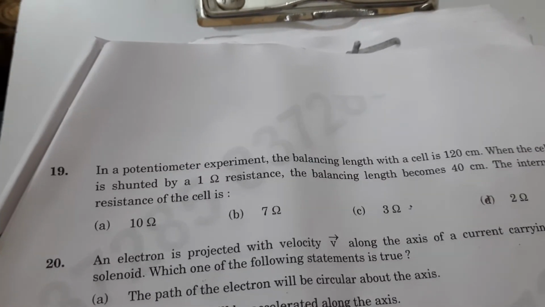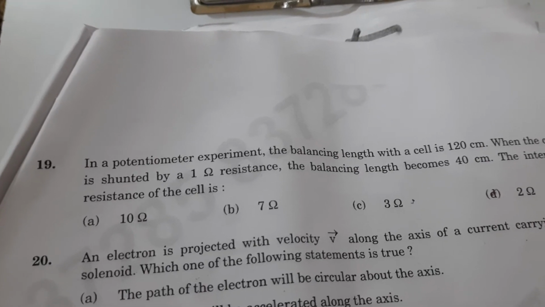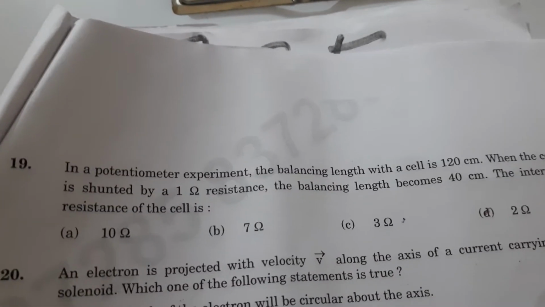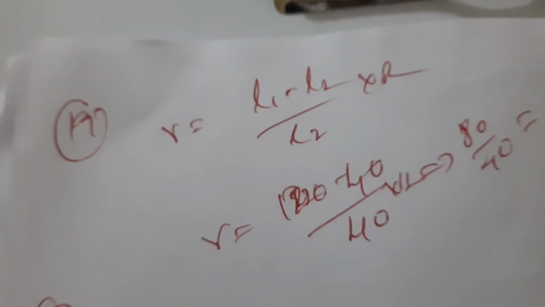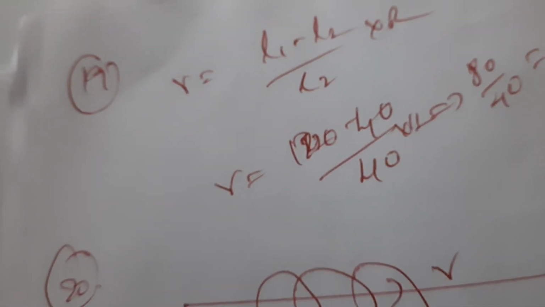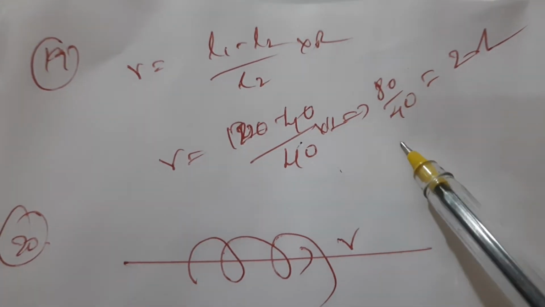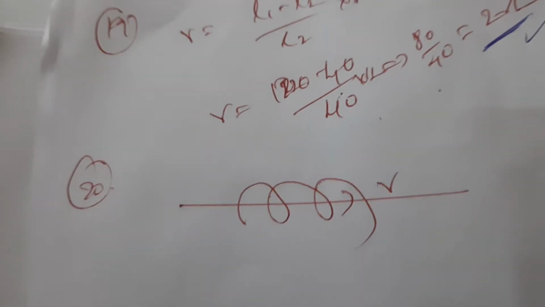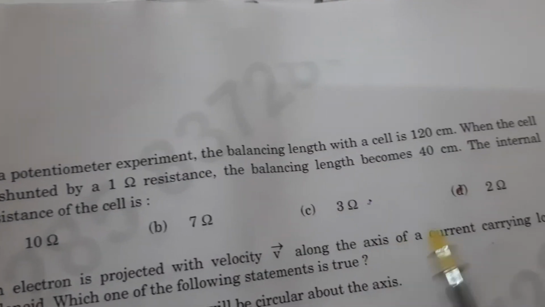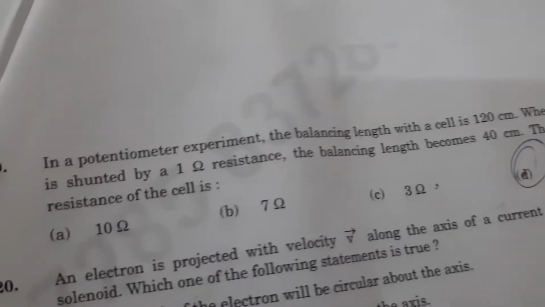The potentiometer also determines the internal resistance of a cell. From there we have a direct formula: small r equals (L1 minus L2) by L2 into capital R. Capital R is the shunt resistance here. L1 is 120 and L2 is 40. So 120 minus 40 gives 80, 80 by 40 gives us 2 ohms resistance. So what's the answer given here? 1073, yes, D is the answer for us.